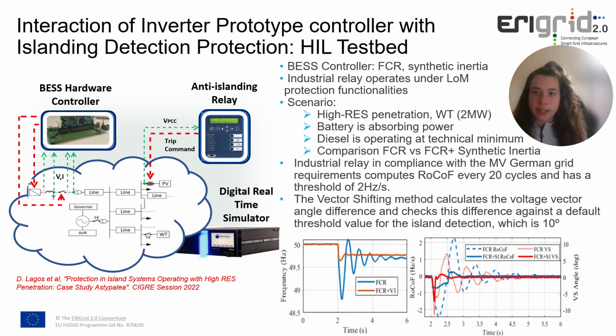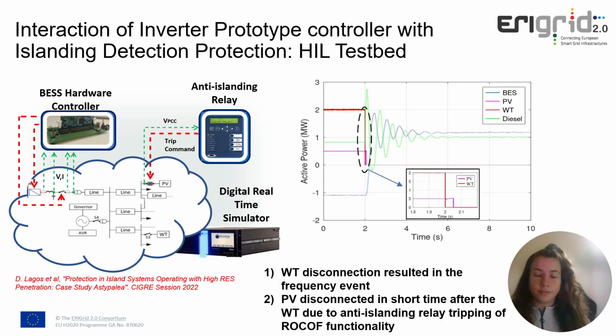The main difference, however, between the two control structures lies in the interaction with the loss of mains relays. In the second figure on the right, the rate of change of frequency and the vector shifting angle transients are compared in both cases. The battery energy storage system operating only with the frequency containment reserve function resulted in high rate of change of frequency and vector shifting angle transients that surpass the loss of mains protection thresholds, leading to their tripping.